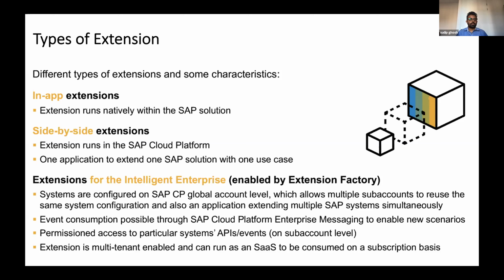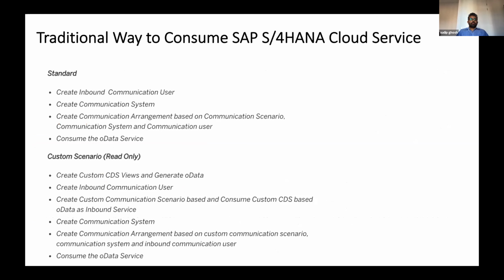And then you have this new thing called Extension Factory, which allows you to make an extension very easily. You have a global account, and using key pair techniques, you just connect the system, and at the subaccount level, the same system could be used for making extensions based on API-driven or event-driven. Today, the main focus is on how we build extensions for S4HANA Cloud.